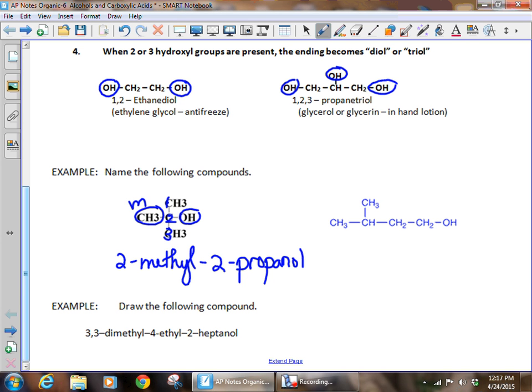On the next one, if we start numbering closest to the hydroxyl group, we would be numbering it this way. And looks like we've got a methyl group on the 3rd carbon. So this looks like it's going to be 3-methyl, 1-butanol. Since it's a 4-carbon compound, it's butanol. 3-methyl, 1-butanol. So that's how we would name that one.